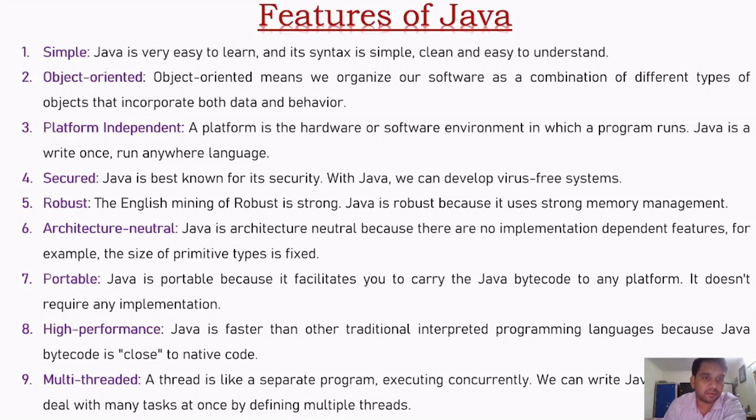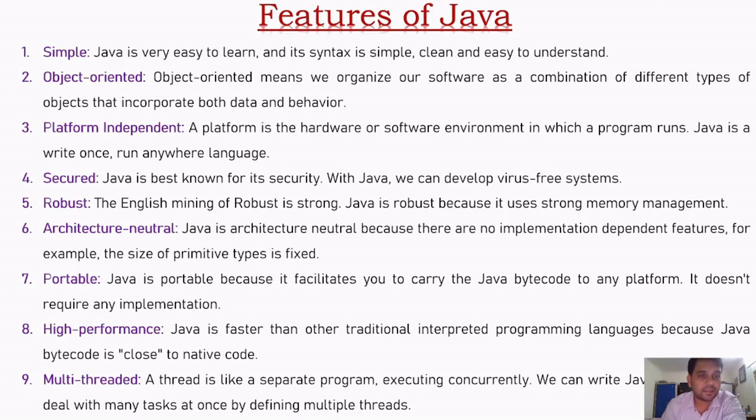Fourth feature is secured. Java is best known for its security. With Java, we can develop virus-free systems. Fifth is robust. The English meaning of robust is strong. Java is robust because it uses strong memory management.